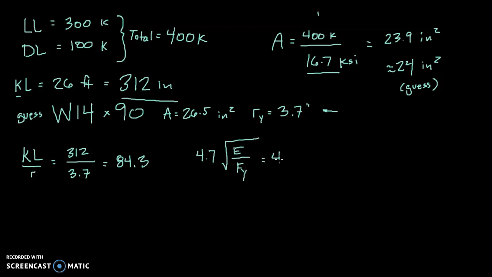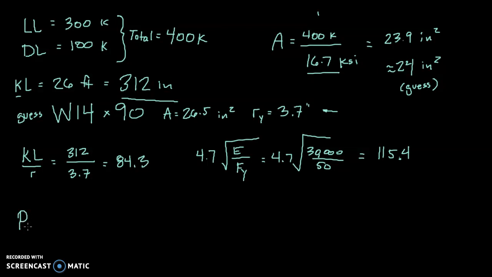4.71 times the square root of E over Fy, which would be 4.71 times the square root of 30,000 divided by 50. 30,000 ksi is the modulus of elasticity. 50 ksi is the yield stress, and that equals 115.4. Obviously, 84.3 is less than 115.4. So that means that we have a less slender column. And unfortunately, given the two formulas, this means that we have to use the one that's mathematically a little bit more complicated.